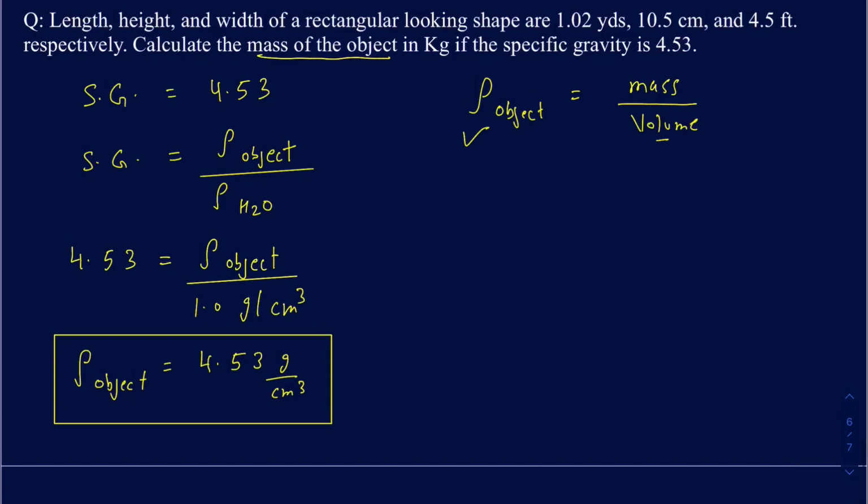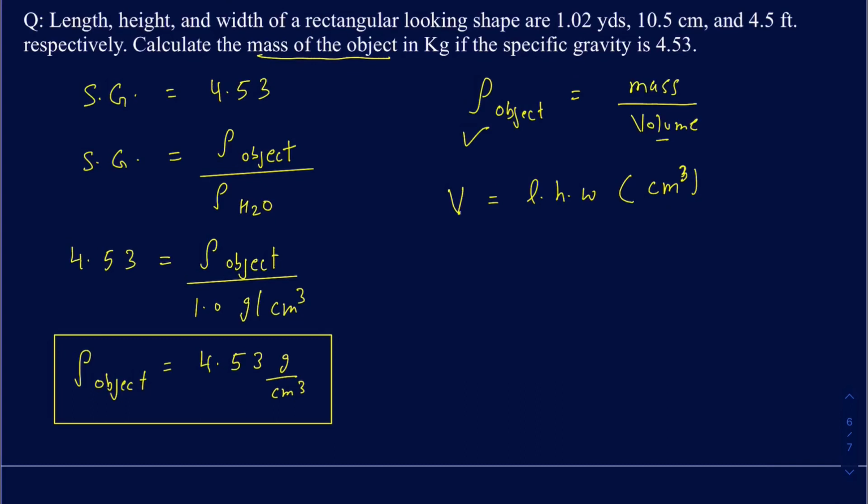Okay, so the volume here we want to figure out in centimeters cubed. Since it's a rectangular cube, the volume is going to be the length times the height times the width, and the units we want to have should be centimeters cubed. Now, why centimeters cubed? That's because the density of the object that we just calculated or retrieved from the specific gravity has the centimeters cubed in there. So that's why you want to make sure the units are the same in both cases.